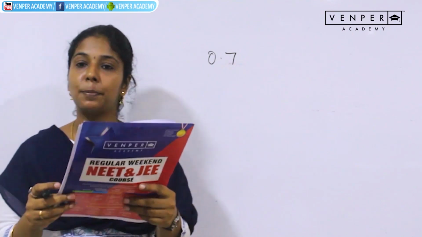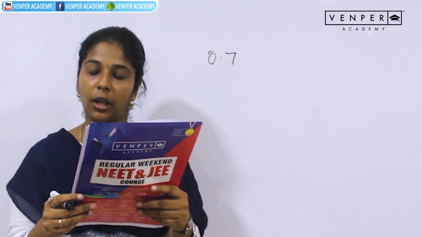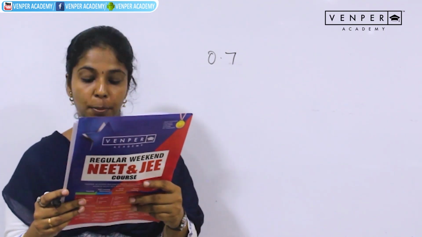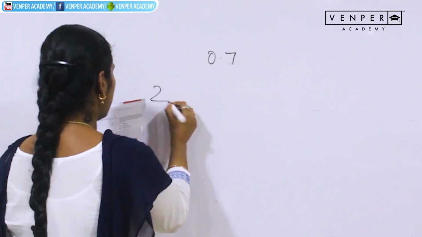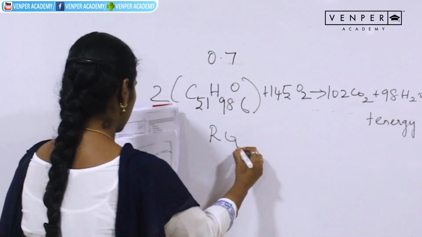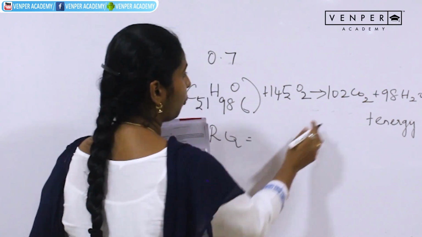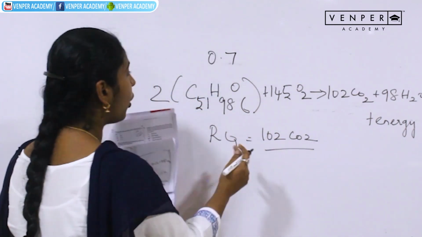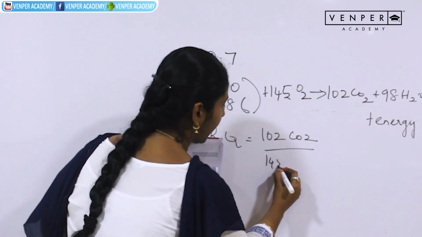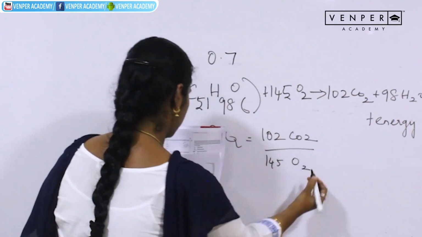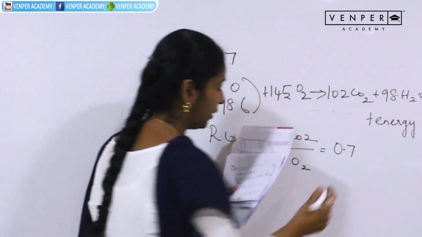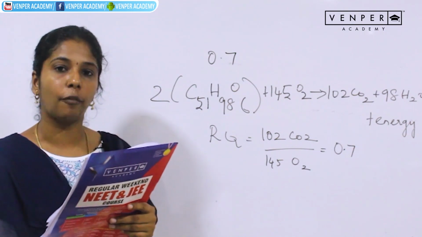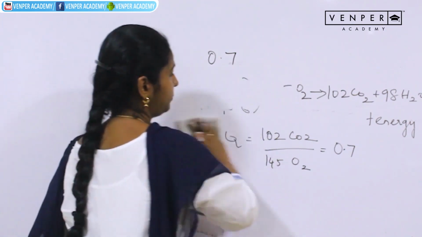We need to calculate the respiratory quotient, which is the ratio of volume of carbon dioxide evolved to the volume of oxygen consumed in respiration. So the calculation will be: respiratory quotient is volume of carbon dioxide evolved, 102 CO2, divided by volume of oxygen consumed, 145 O2, which is equal to 0.7. So the answer for this question is option 1, respiratory quotient value of tripalmitin is 0.7.